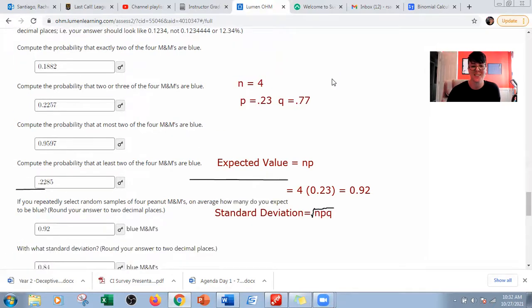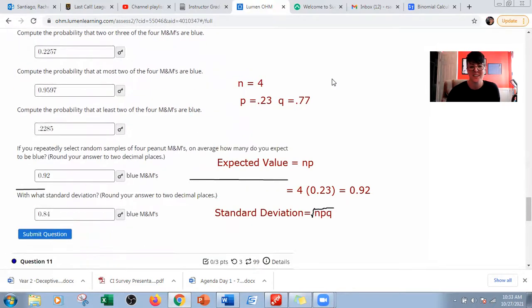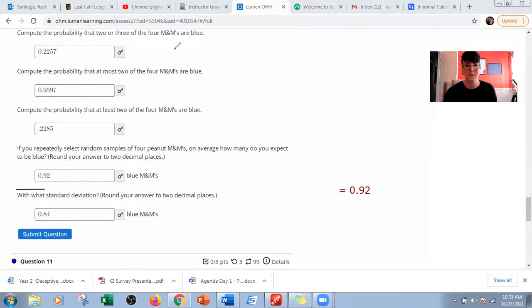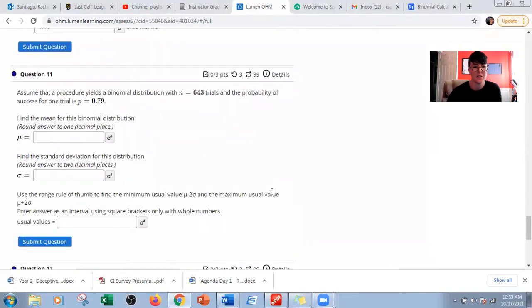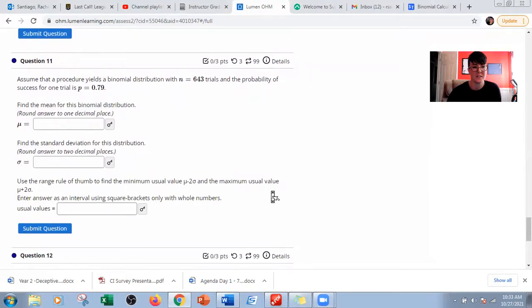Perfect. I have a question about range rule of thumb. Yes, the minimum and maximum. Go for it. I'm not sure what question it was on, but it was in the binomial distribution. Okay, it's one of those questions. Like this one. Yeah. Perfect. So let's just do number 11 so we can take a look at the range rule of thumb. Assume that a procedure yields a binomial distribution with n equal to 643 trials, and the probability of success for one trial is 0.79.